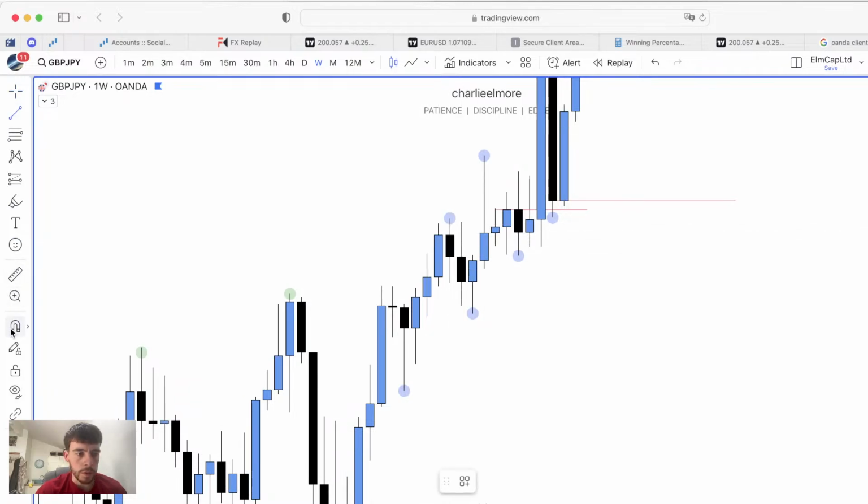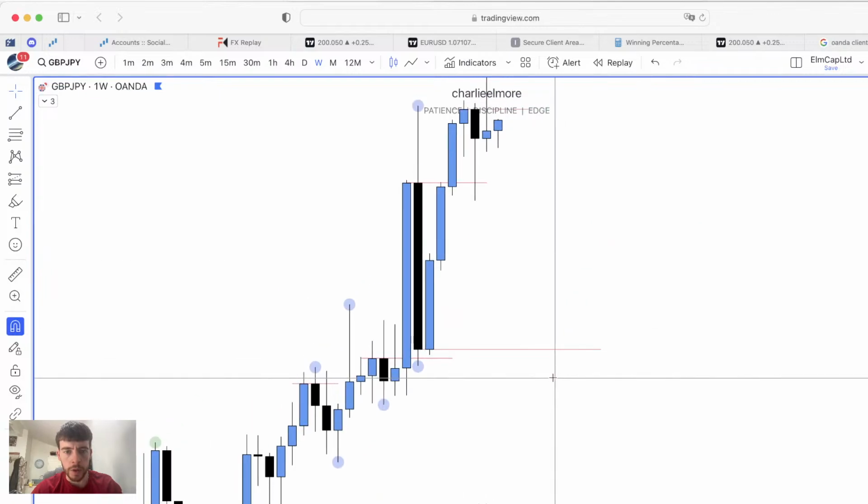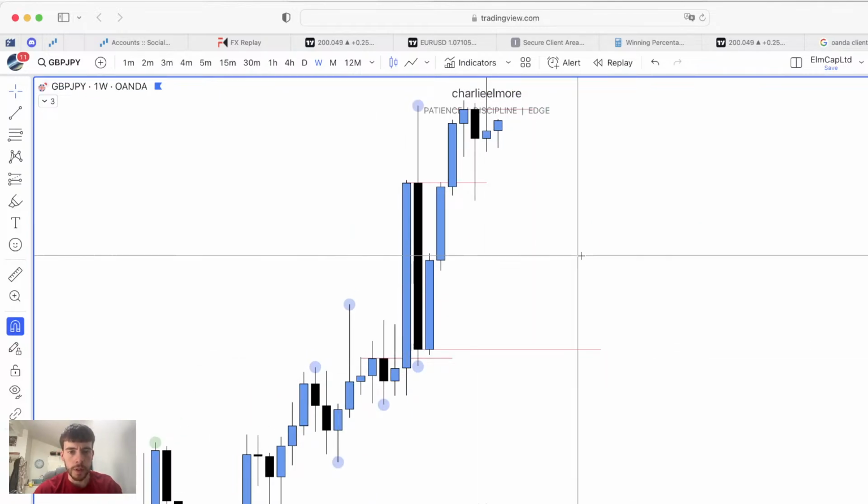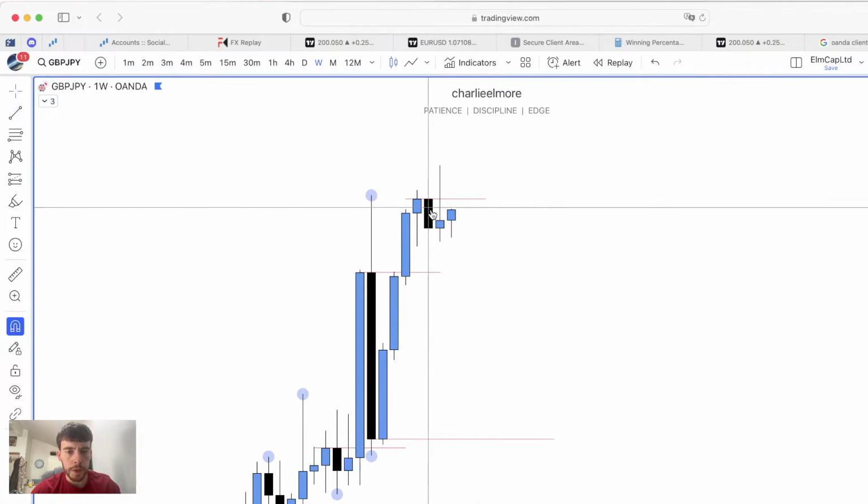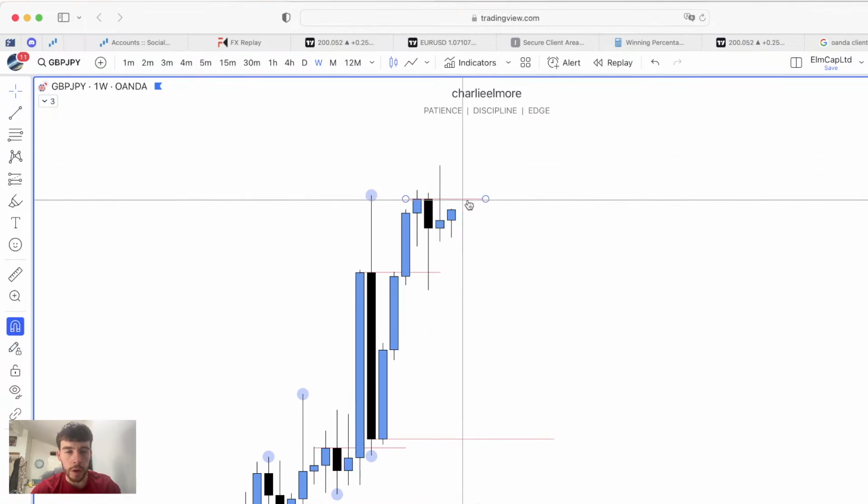So this is what I'm talking about right now. These bodies here. Price wicked through that. Following week, bullish, and then we closed above. So it doesn't necessarily mean we're going to roll over to the downside. It's just a short-term reaction by the looks of things.